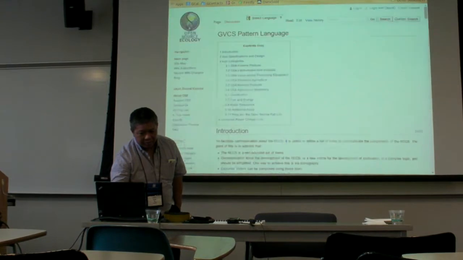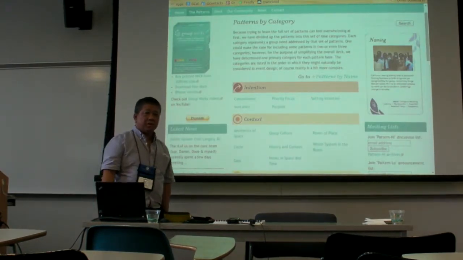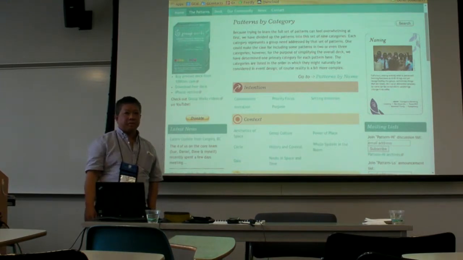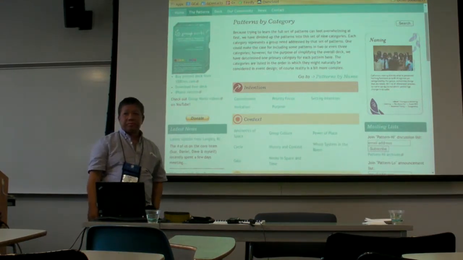If you're preparing a group event, you might want to look at least one pattern per category, so that you've covered intention, context, almost in sequence. And so every kind of group process should take all those categories into account.